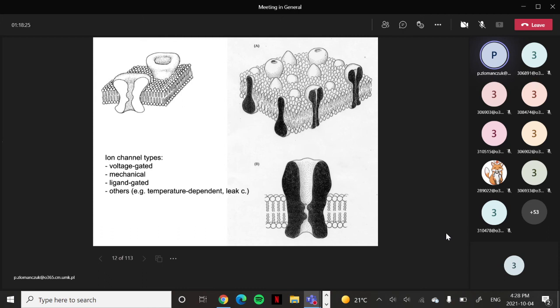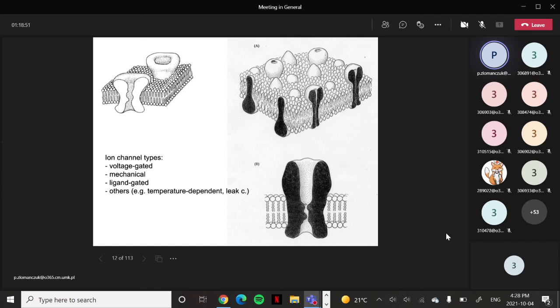Mechanical channels are structural proteins that are strongly chemically bound to the membrane. So the displacement of the membrane, bending of the membrane, will cause a change in their structure. They will be opening, closing, and so on, under this kind of influence.